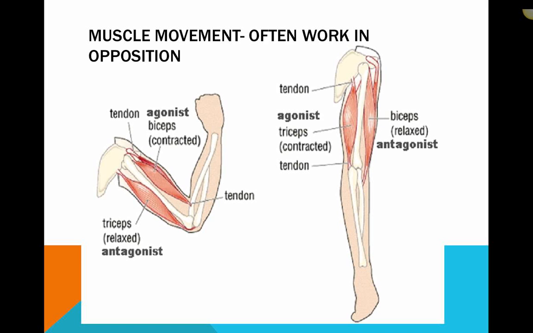When we're looking at the movement of muscle, it's good to know that they often work in opposition. So when one muscle is flexing, the other is relaxed. A great example of this, when our biceps brachii, so our biceps in our arm, are flexing, the triceps are relaxed. So the muscle that's flexing is called the agonist, and the muscle that's relaxing is the antagonist. And you can see the tendon attachment to the bone for each. Likewise, when our triceps are contracting, our biceps are relaxing.